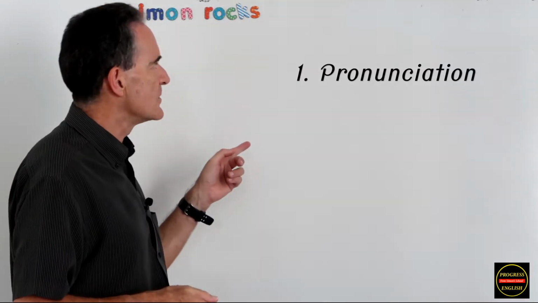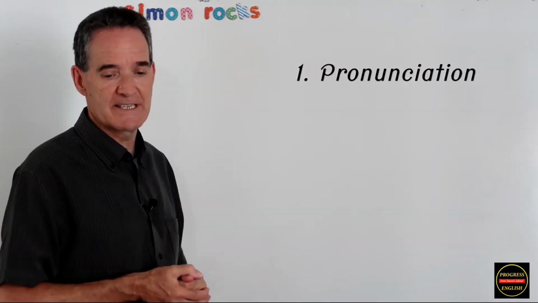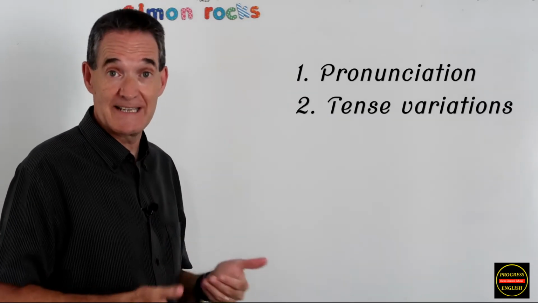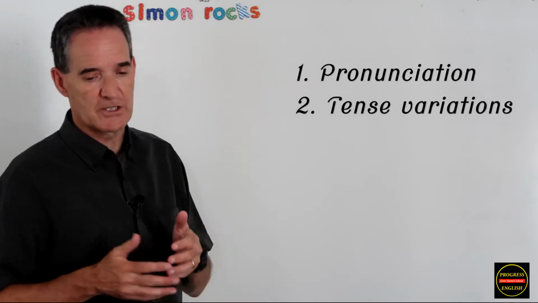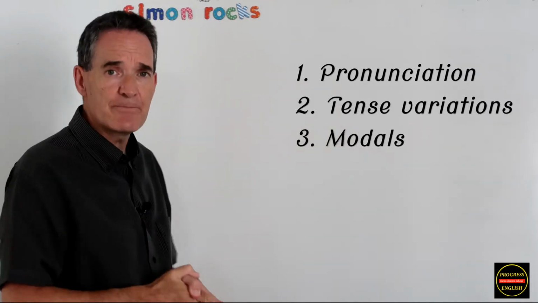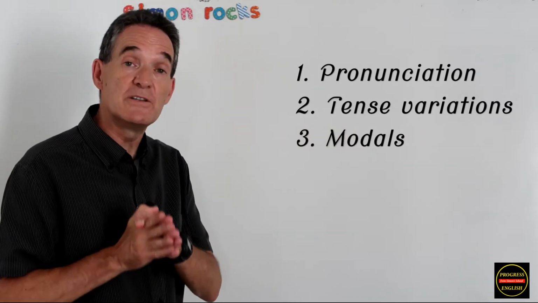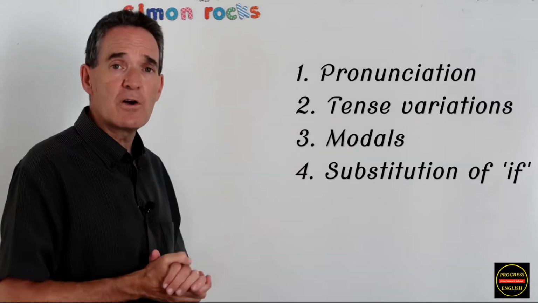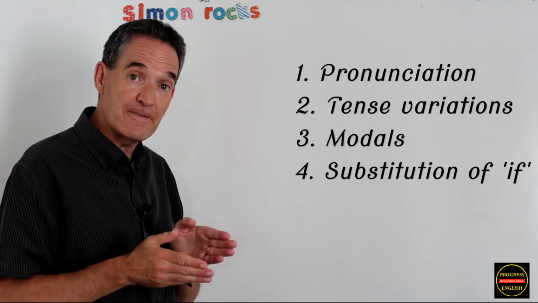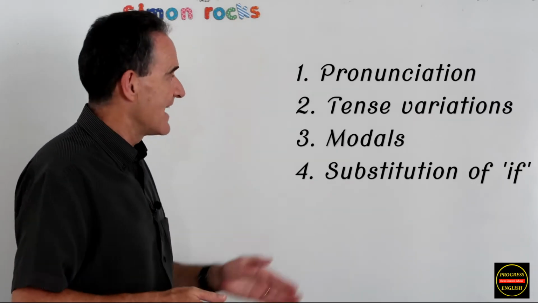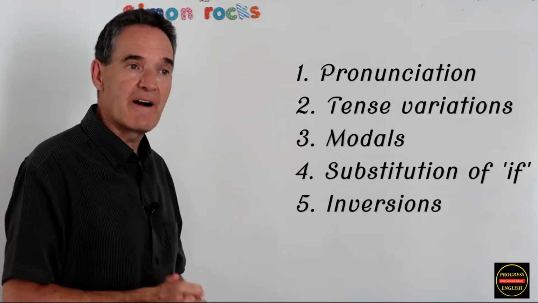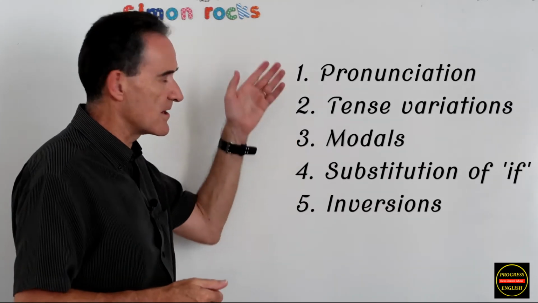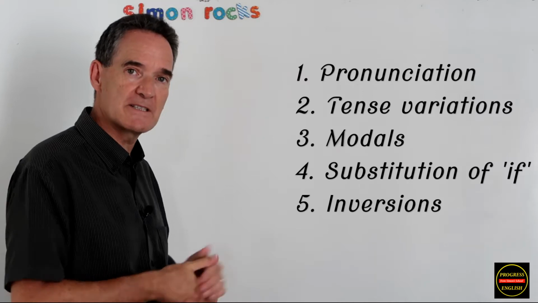Number 1, you can improve your pronunciation. Number 2, you can vary the tenses that you use in the conditionals. Number 3, you can also use modals in the conditionals. Number 4, you can substitute if with different words. And lastly, number 5, you can use inversions. So today we're going to go through each one of these step by step.